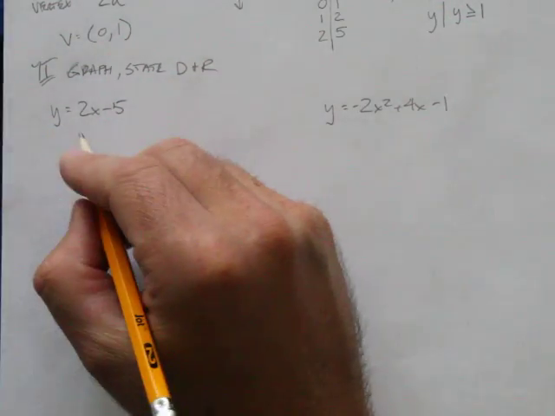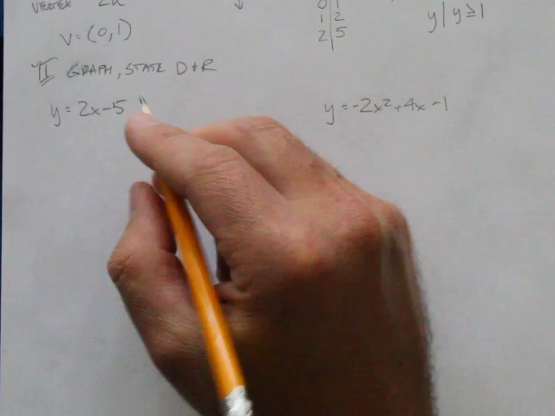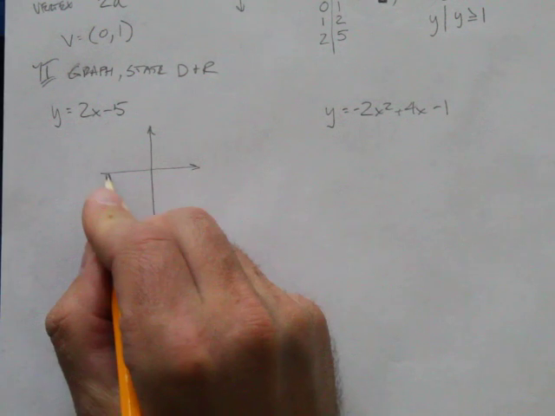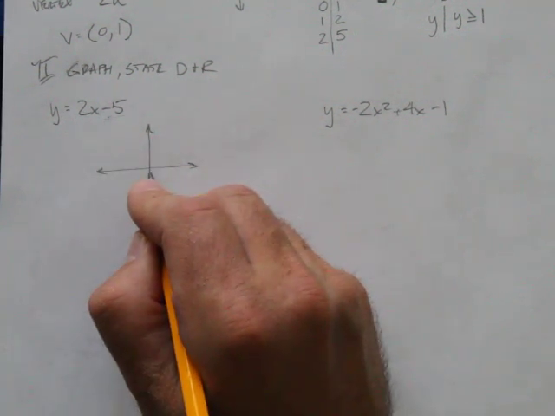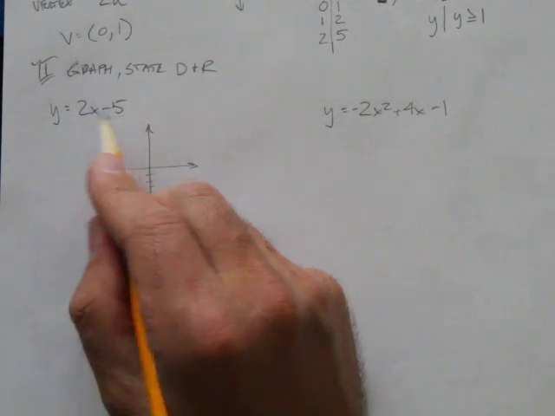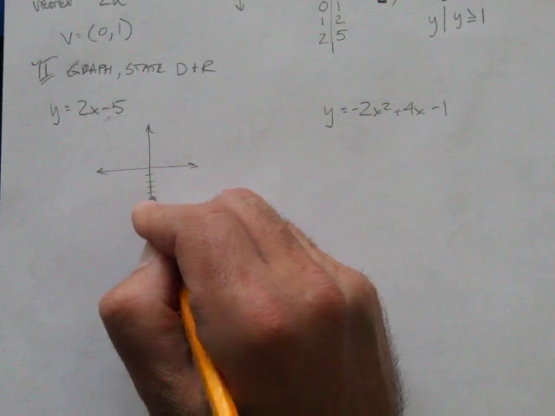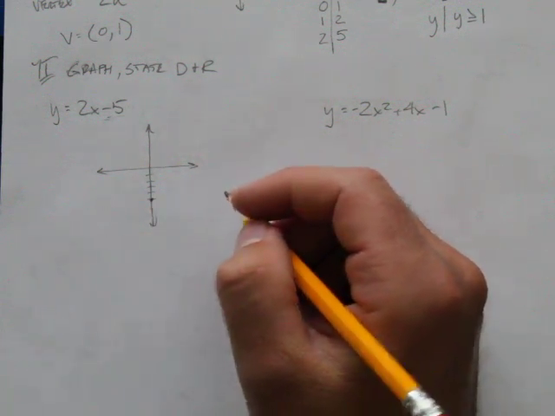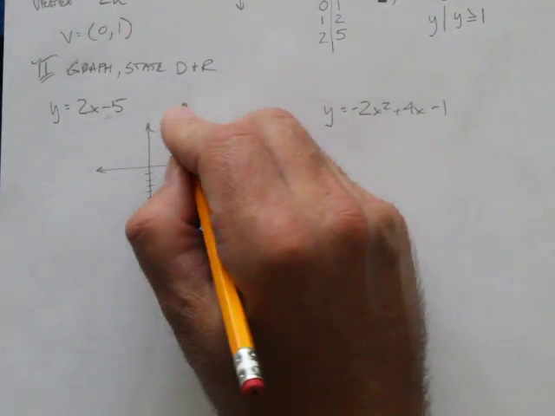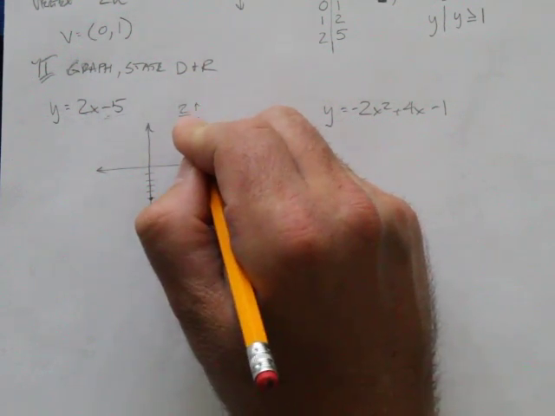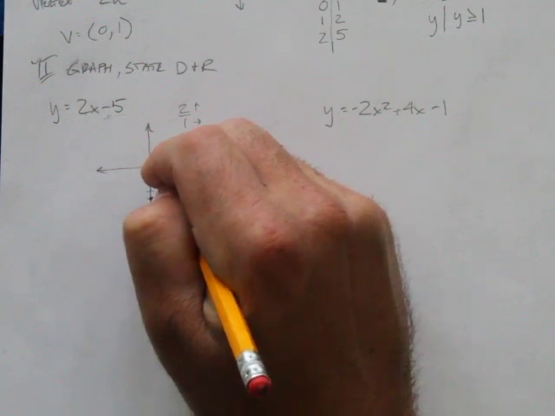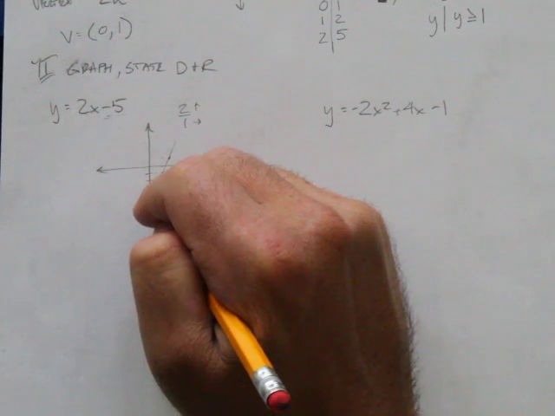All right, welcome back. I am going to graph this line. I'm going to find my y-intercept, which is negative 5. When x is 0, if I plug 0 in for x, y is negative 5, so I know I have this point 0, negative 5. Now I'm going to look at my slope here, which is 2 over 1. I'm going to go up 2, to the right 1, up 2, to the right 1, up 2, to the right 1, and there's my line. I should draw it from the left to the right.